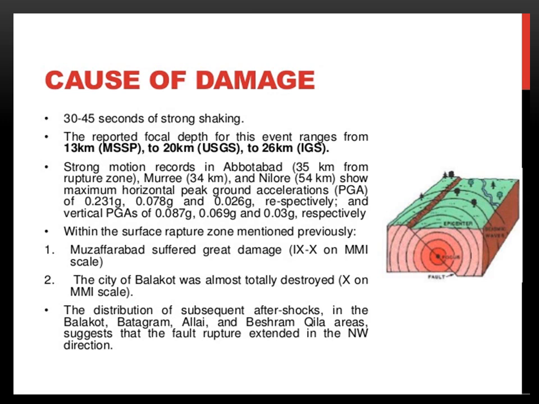It was 30 to 45 seconds of strong shaking. Muzaffarabad suffered great damage. The city of Balakot was almost totally destroyed, and the distribution of subsequent aftershocks in the Balakot, Batagram, Alai, and Bishram Kila areas suggests that the fault rupture extended in the northwest direction.